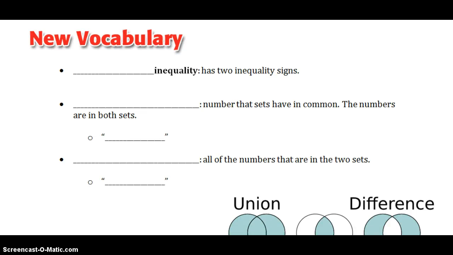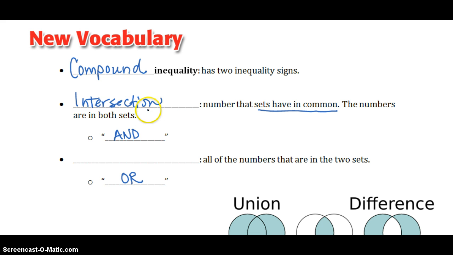The title of this section is Solving Compound Inequalities. A compound inequality has 2 inequality signs, so it's a lot like a compound sentence. Compound inequalities are joined by the words "and" or "or", but they have special names. An intersection is a compound inequality joined by the word "and". They have sets that are in common in an intersection.